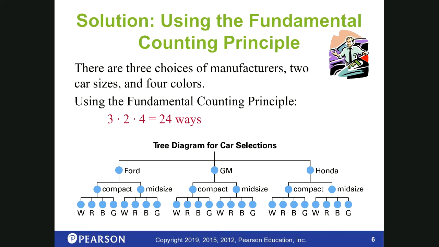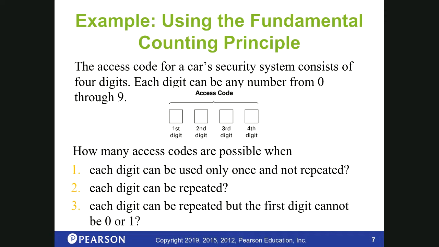Here's another example using the fundamental counting principle. So let's look at this one. It says the access code for a car security system consists of four digits. Each digit can be any number from 0 to 9. And notice that they created four slots for the four digits. So I'm going to draw this up here too.